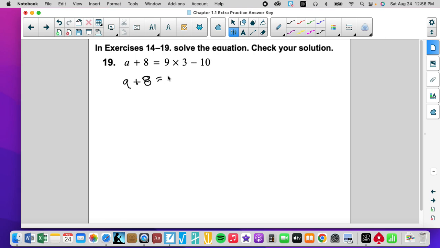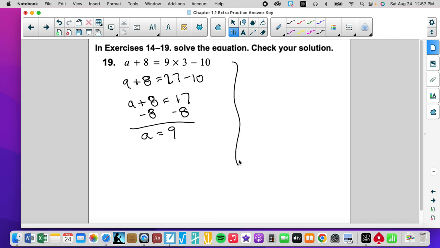I'm going to simplify this right side. So that is 27 minus 10. We have a plus 8 equals 17. Once I simplify both sides, now I'm going to isolate my variable by using the inverse operation, and we get a equals positive 9.